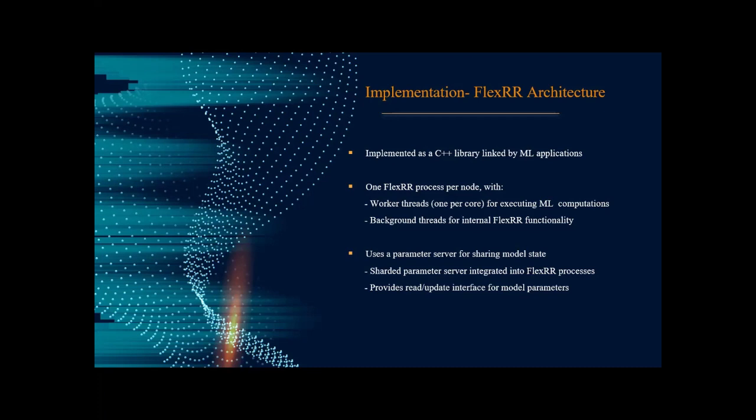The parameter server we are talking about is that FlexRR uses a parameter server to store the current state of the ML model. This allows all the worker threads to access the same model parameters. Now we have the sharded parameter server. The parameter server is sharded, which means that it is divided up into multiple pieces. This can help to improve performance by allowing multiple worker threads to access the parameter server concurrently.